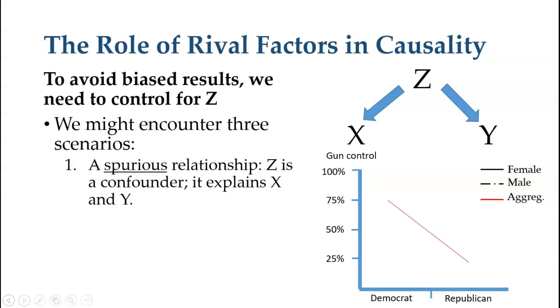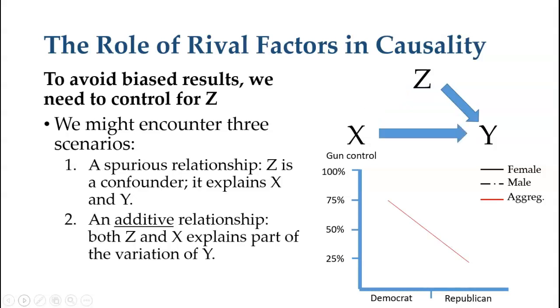So we control for this, and we find this kind of evidence. We find that, in effect, it's not partisanship that explains, in this example, the support for gun control. Women tend to support this kind of control more than men, regardless of whether they are Democrat or Republican. And men tend not to support this kind of policy. So this is an example of a spurious relationship between X and Y. Spurious means that there is no real relationship. Something else is causing this effect.